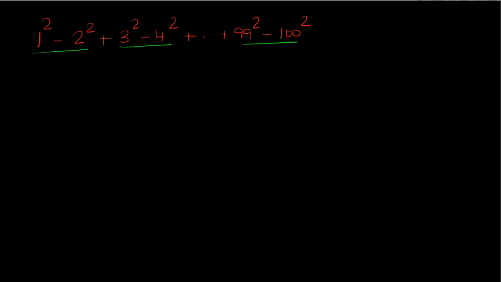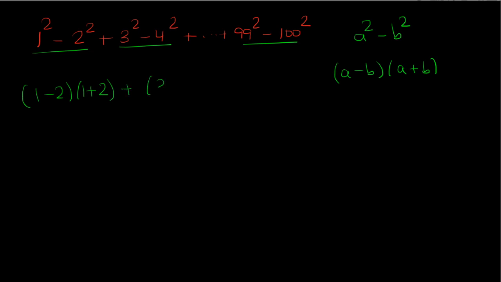Notice for each of these two terms, we're given a scenario where a squared minus b squared. So if I can factor this out, this is a difference of two squares. So it's a minus b times a plus b. Starting with 1 squared minus 2 squared, I can factor it out as 1 minus 2 times 1 plus 2. And then for 3 squared minus 4 squared, it's 3 minus 4 times 3 plus 4, all the way up to 99 squared minus 100 squared.